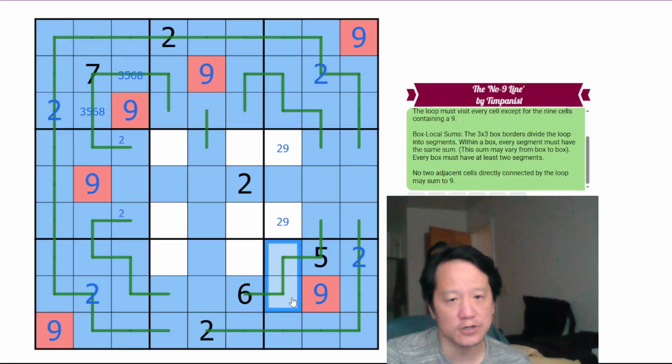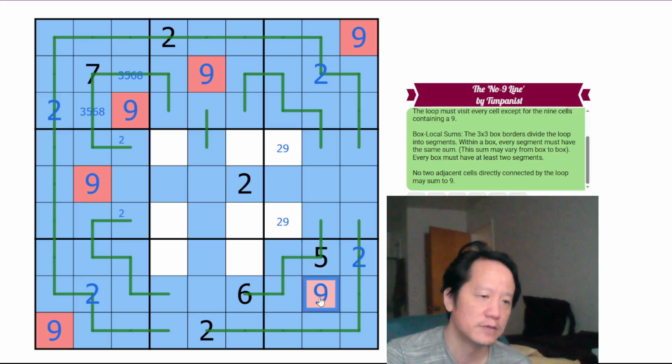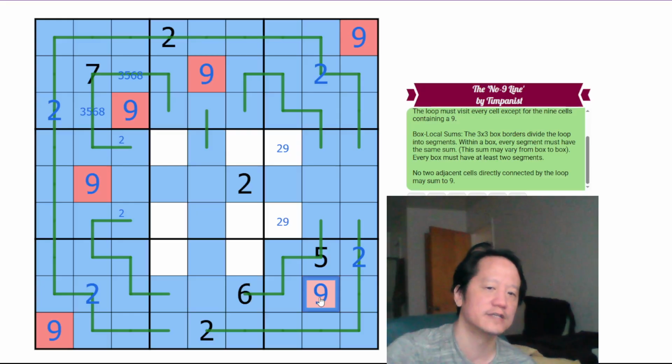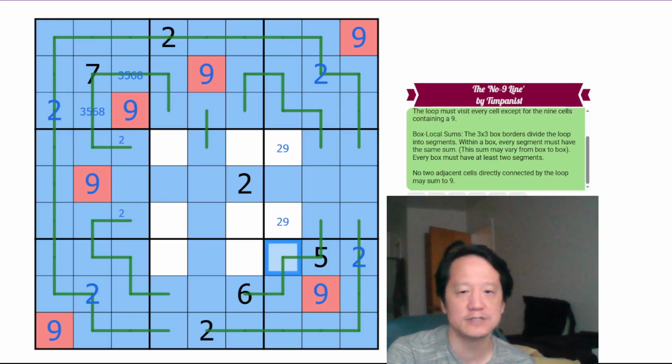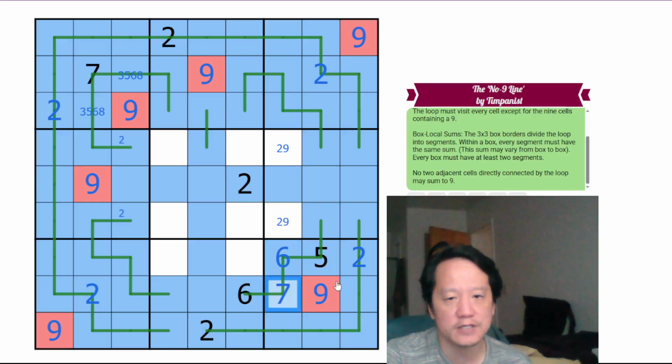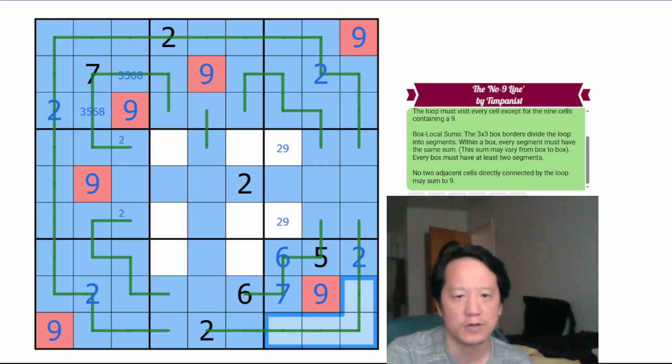Remaining 2 digits here must add up to 18 minus 5, which is 13, and it cannot be 9. So no 4, 9, no 5, 8, it's 6, 7. So this must be 6, and this must be 7. And this must be 1, 2, 3, 4. Sorry, 1, 3, 4, 8 here.